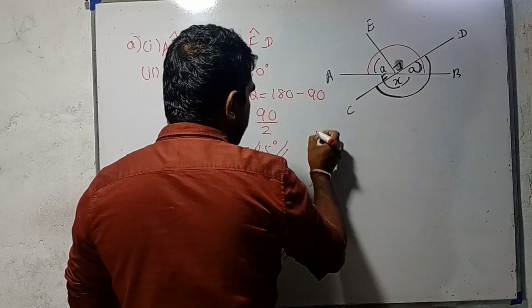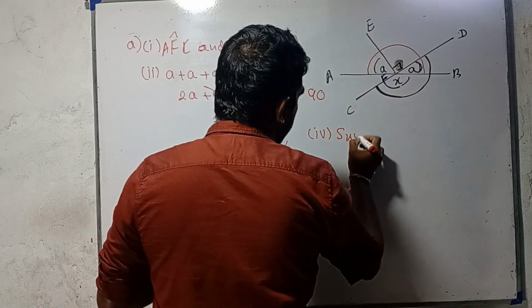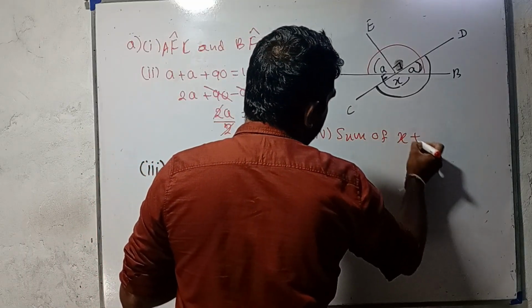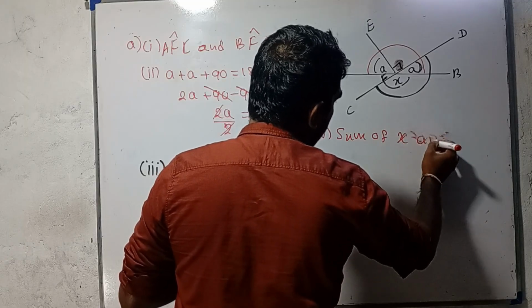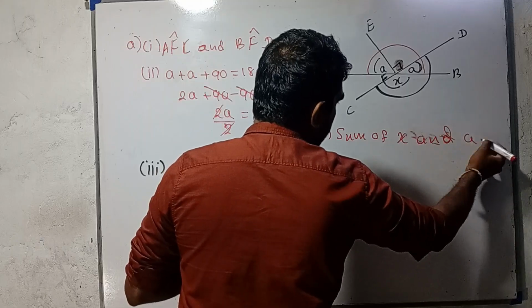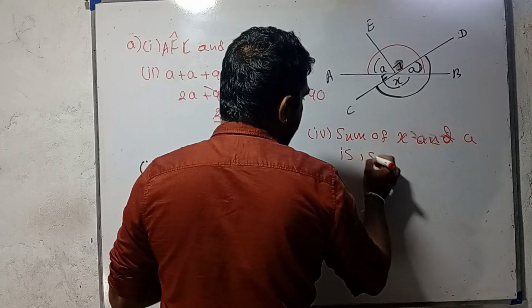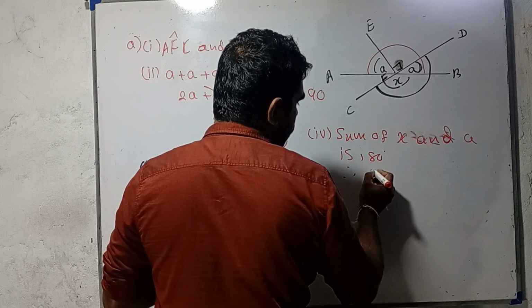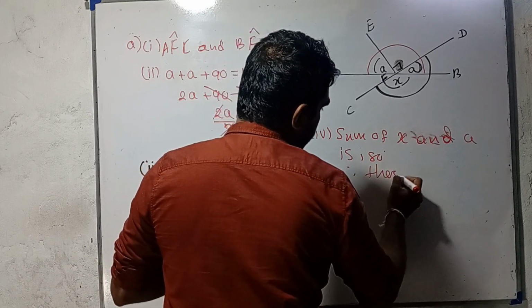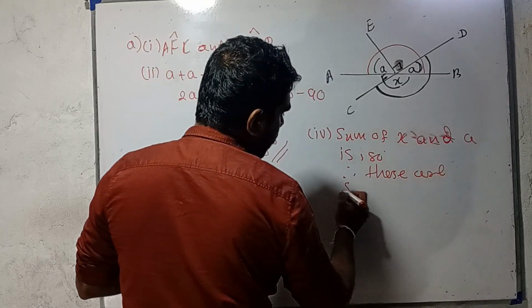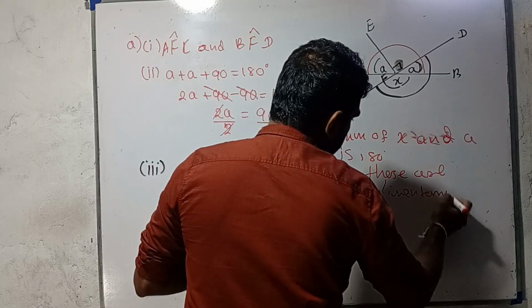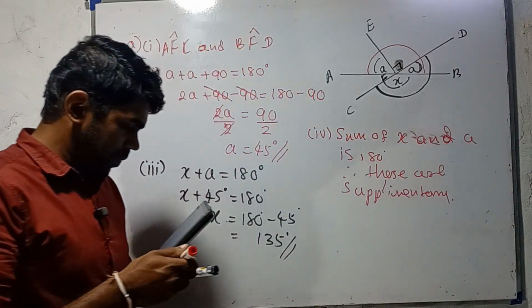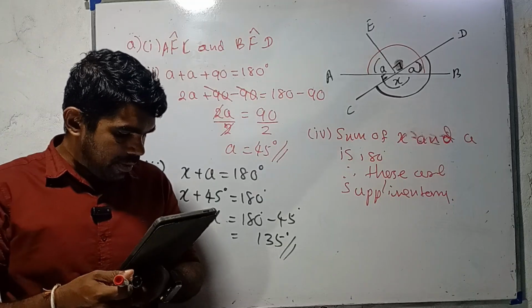Therefore, we can write the sum of x and A is 180 degrees. Therefore, those are supplementary angles. Supplementary angles.